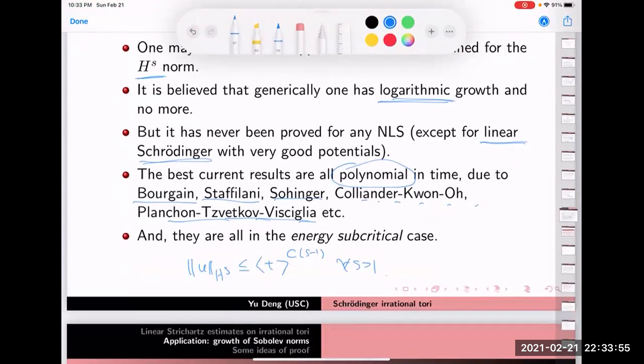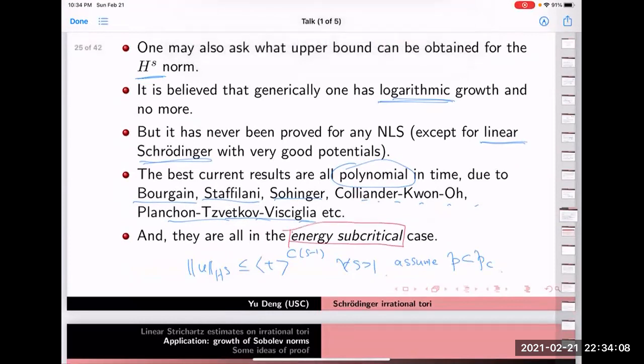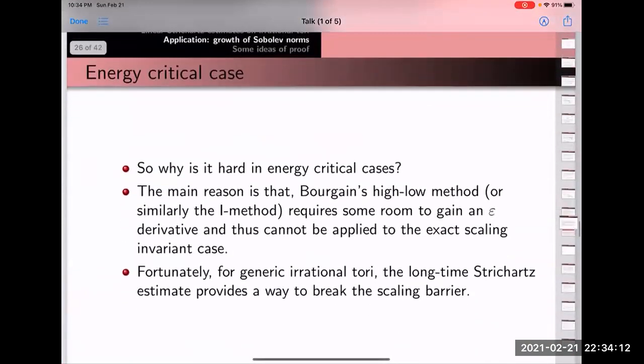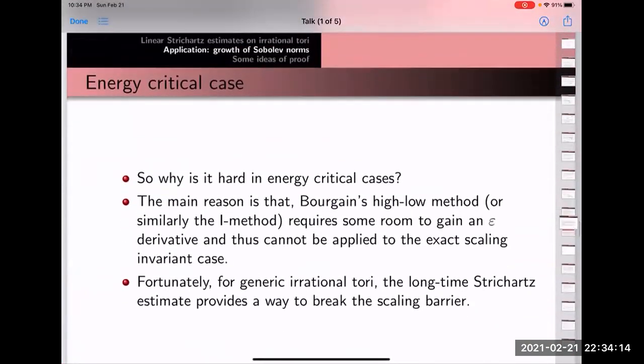For s bigger than 1, we'll assume subcritical, p less than p_c. And all these results are in the energy subcritical case, as we explain below why we must have subcritical. Okay, so of course the natural question is: what can you say about this growth of Sobolev norms in the energy critical case?